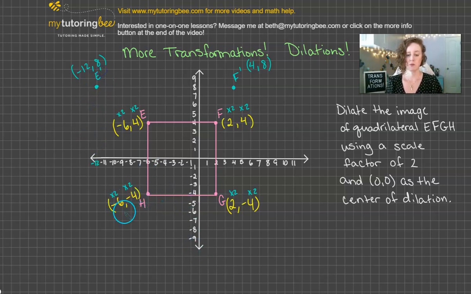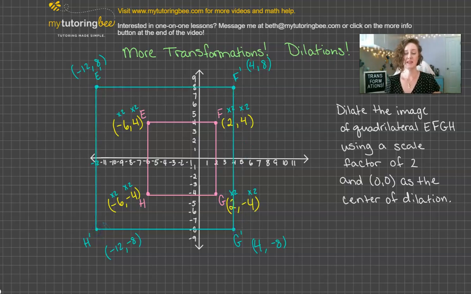For H, again, we're just multiplying, so we should get -12, and -4 times 2 is -8. So that should be right here. You see I'm lining it up with the -12 on the x-axis and the -8 on the y-axis. So that's H prime. And then we have G, 2 times 2 is 4, negative 4 times 2 is negative 8. So we'll have our G prime at (4, -8). And then we can connect all of those.